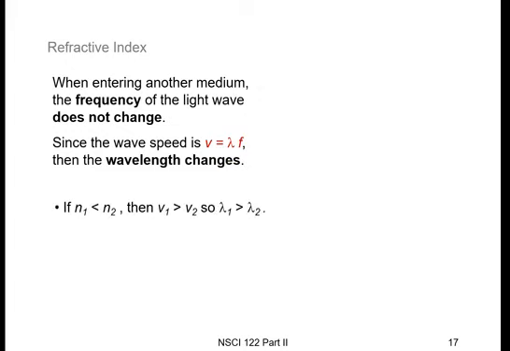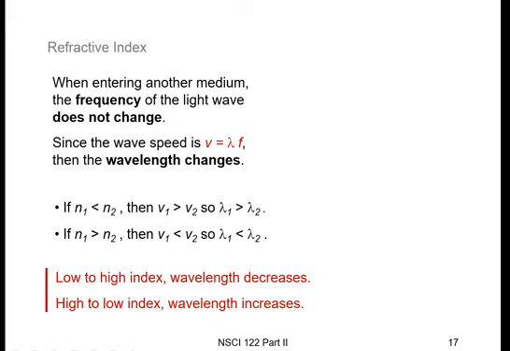Okay, so how does that work? What's that look like? Well, we can do a similar thing like we did on the previous slide. If n1 is less than n2, we know that v1 is greater than v2. So if v1 is greater than v2, lambda 1 has got to be greater than lambda 2, because we have this formula that says v equals lambda f. And similarly, if n1 is greater than n2, then v1 is less than v2, so wavelength 1 is less than wavelength 2. Now, again, I usually remember this with a short phrase: low to high index, wavelength decreases. And high to low index, wavelength increases.